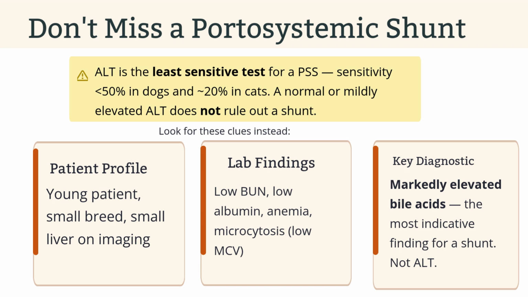Clues that you would want to look for instead are: if you have a young patient, do you see a small liver on imaging? Do you see a low BUN, a low albumin? Do you see anemia with microcytosis? And then, of course, are your bile acids elevated? Those are all better indicators of a liver shunt.